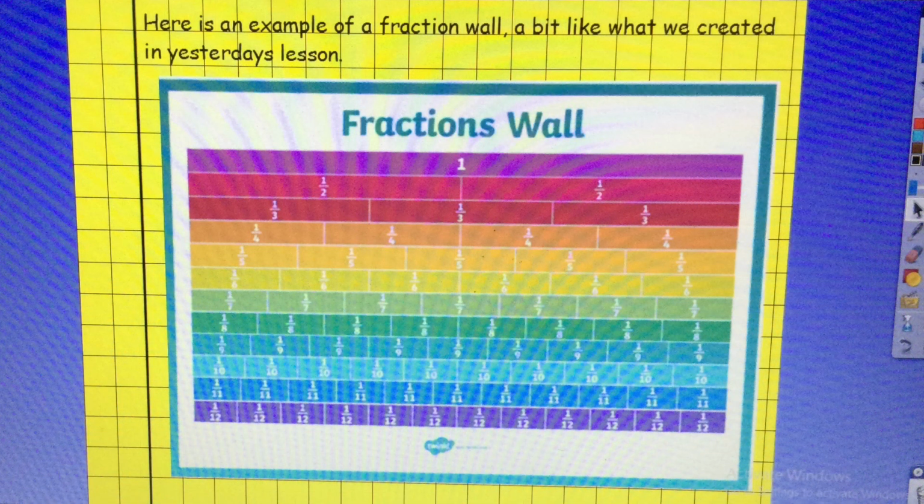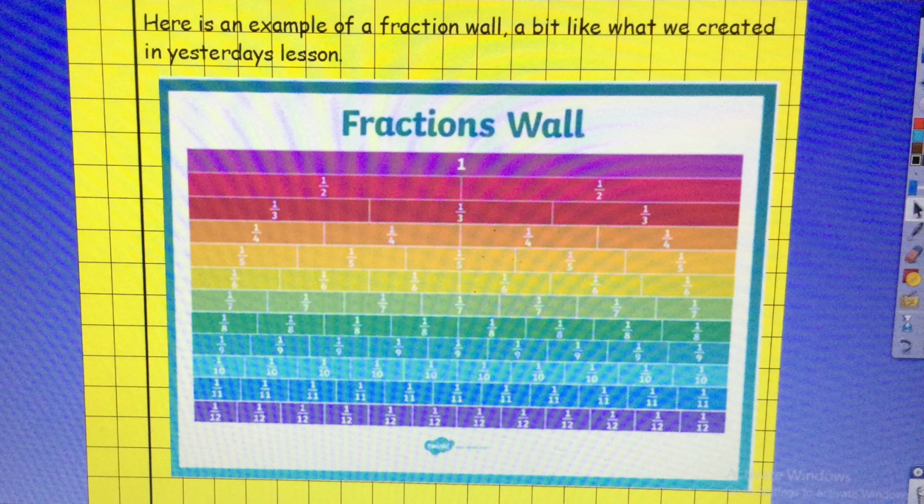Here we have our fraction wall, very similar to the ones that we created yesterday. At the top we can see our whole, our 1, and we can see below how many parts are equal to our whole. So we have 2 halves are equal to a whole, also 4 quarters are equal to a whole, and 12 twelfths are equal to a whole.